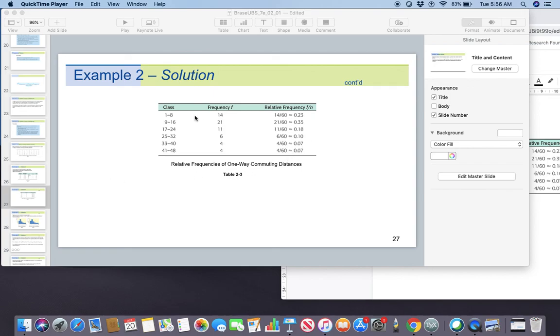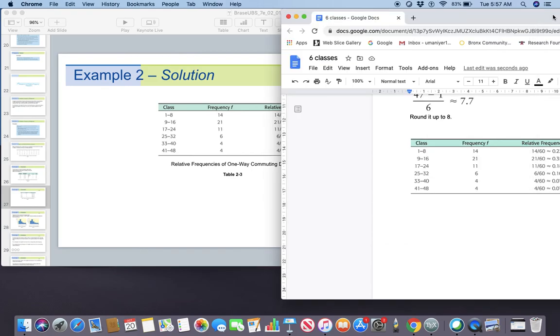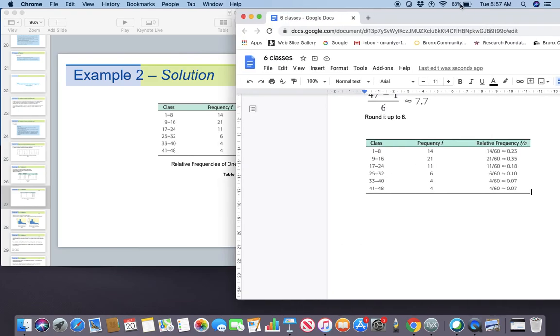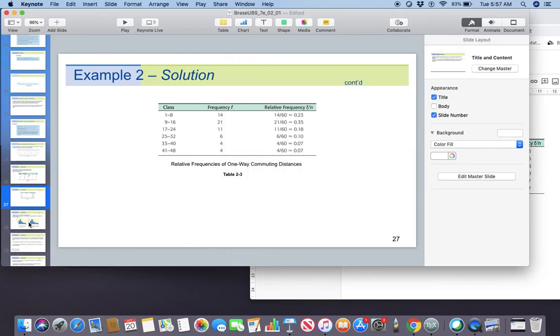Back. So that's your table. For each class, you found your frequency. When you divide by the total number of data entries you have, you get what is called relative frequency. I hope it's clear. I have copied this data, this table, over here. All right. So now let's see the graph.